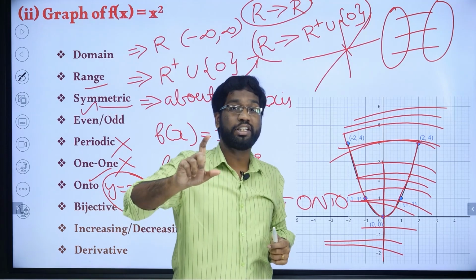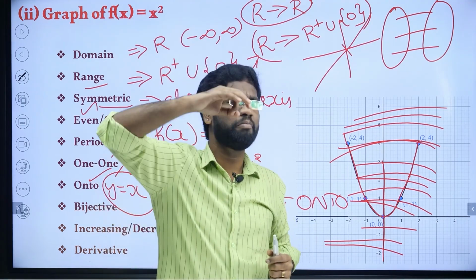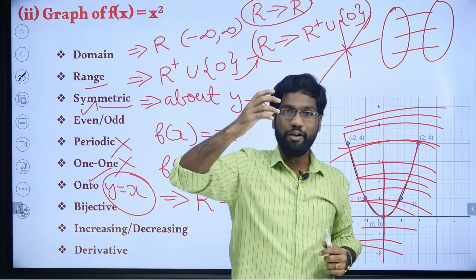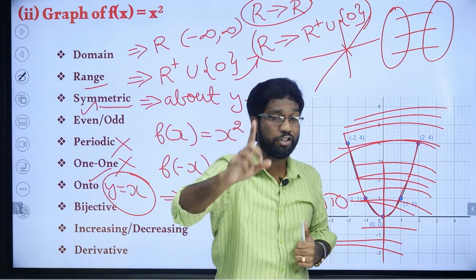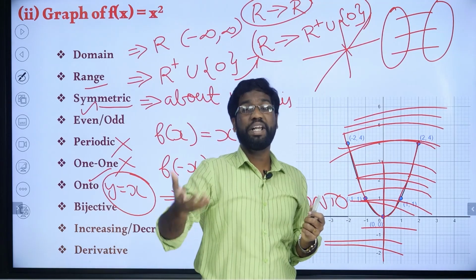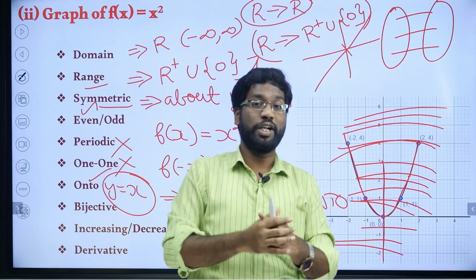So for onto functions, they will confuse you with the codomain, my dear students. The codomain matters a lot. For one-to-one it's going to be easy, but for onto functions the codomain and range matter a lot, my dear students. I hope you understood it well.